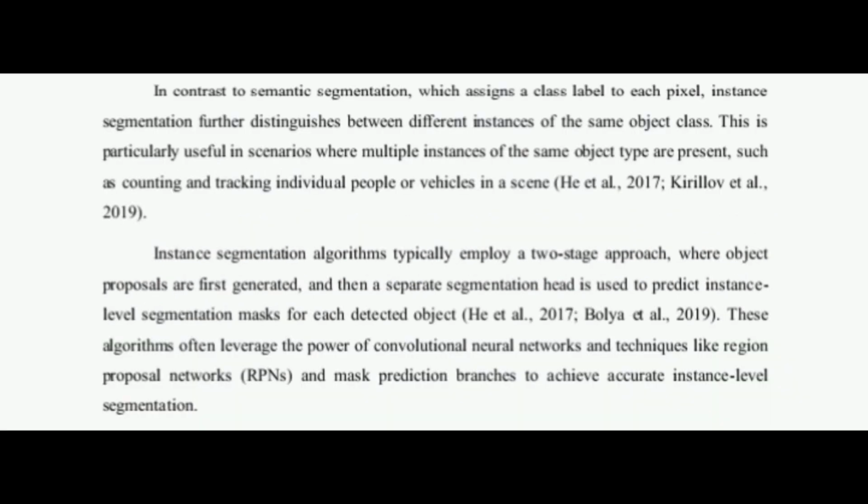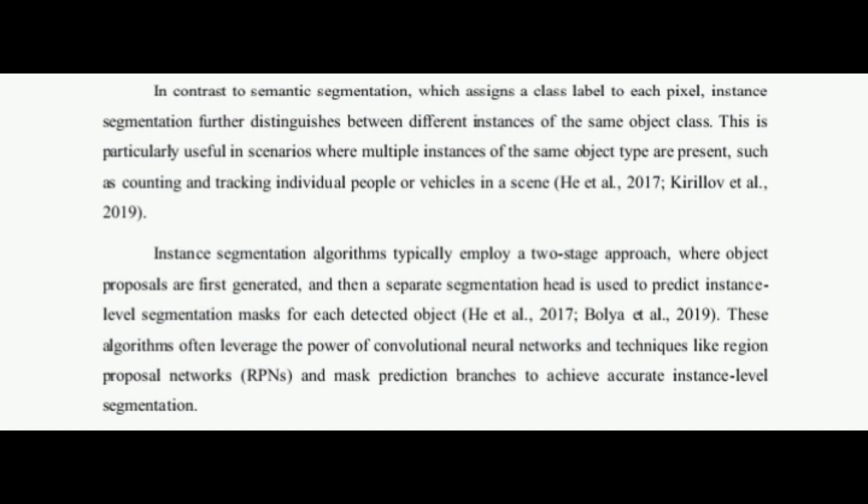In contrast to semantic segmentation, which assigns a class label to each pixel, instance segmentation further distinguishes between different instances of the same object class. This is particularly useful in scenarios where multiple instances of the same object type are present, such as counting and tracking individual people or vehicles in the scene.